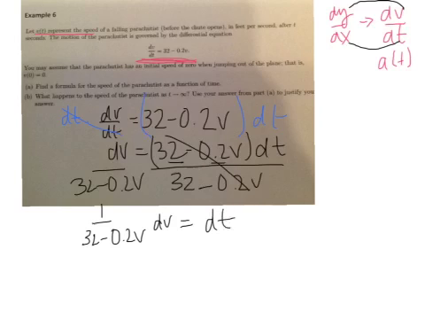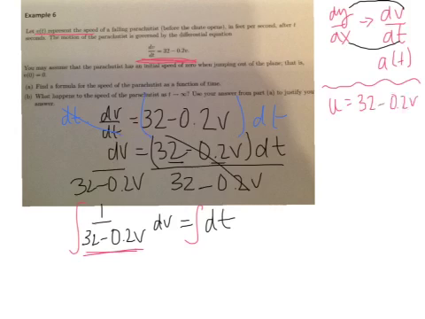So now our variables are separated, and we need to do integration. And so we have to ask ourselves, what would have a derivative of this? So you might find that you want to use a u on that. Do you remember u? So if we made that a u, du would be negative 0.2 dv.